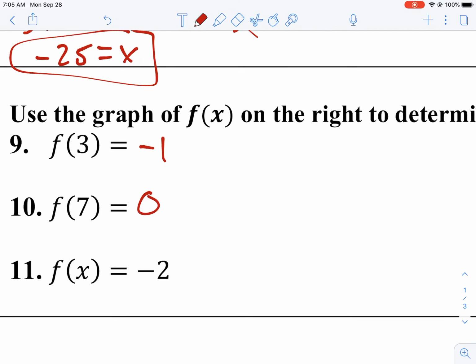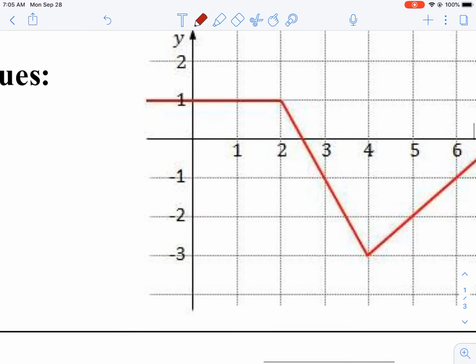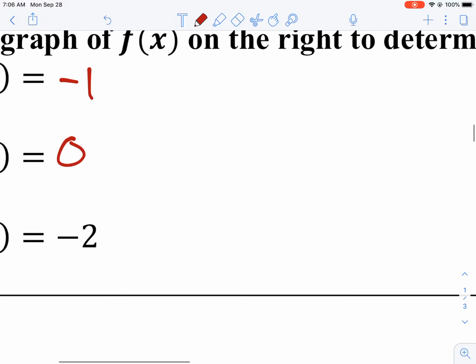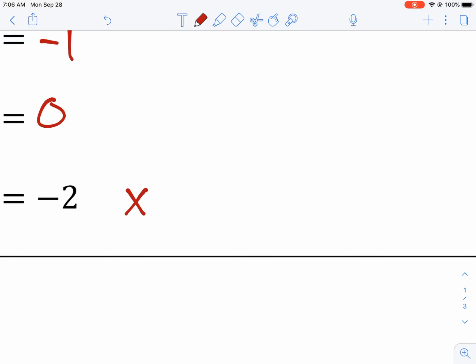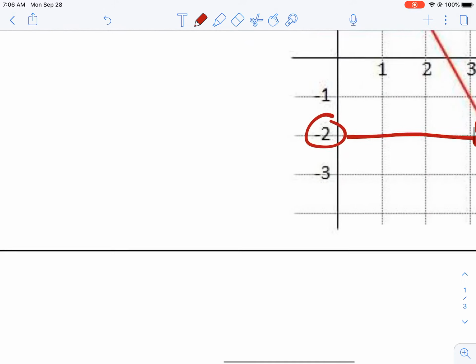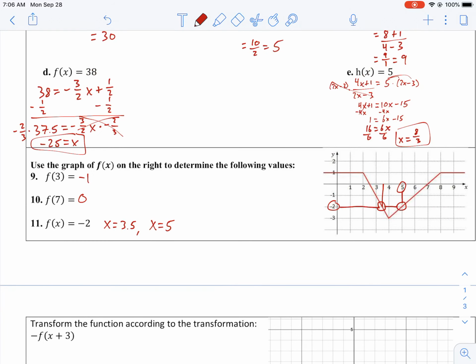Now for this one, f of x equals -2. Now we know the output is -2. All right, we want to try and find the input. So the output means the y value is -2. And if we look over, we actually have two values here. The first one looks like it has an x value of about 3.5. So we could have x equals 3.5. We also could have x equals 5. So we could actually have two answers for that problem.